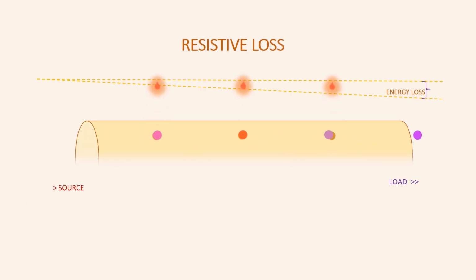In each collision, a small amount of energy is lost as heat. The total energy loss during this process is known as resistive loss. This is electrical resistance.